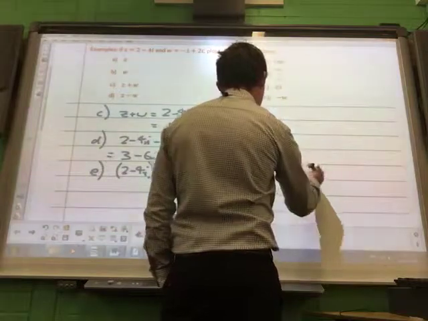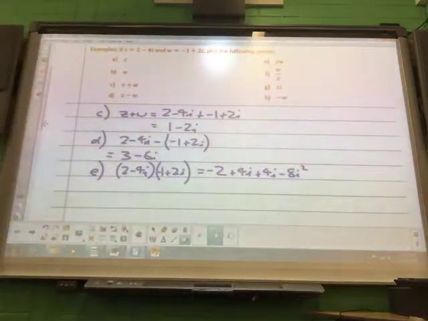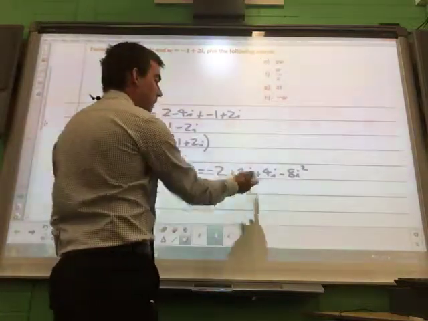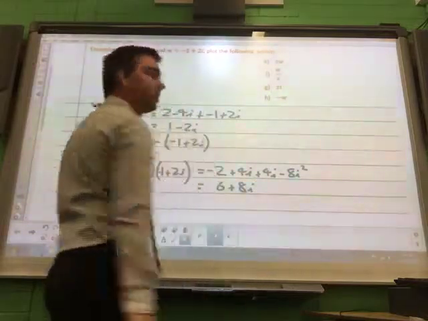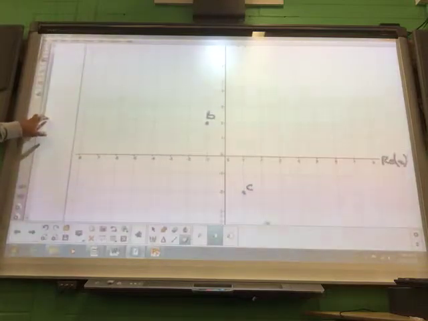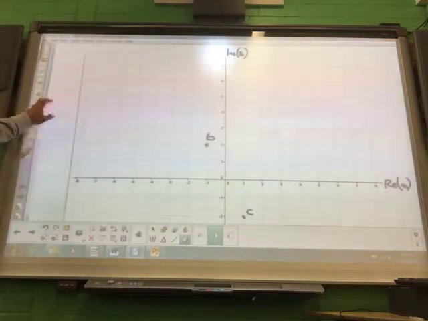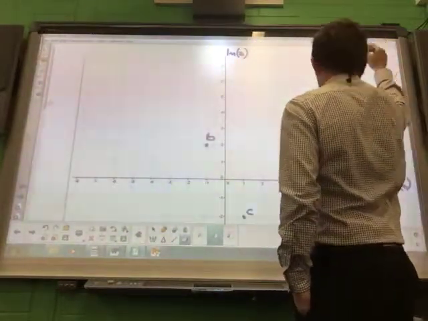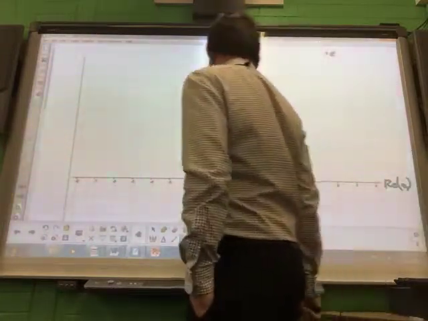Minus 8i squared. And i squared is -1. Right, you've got -8 times -1, which is a +8. Take away 2, which is 6. 4i plus 4i is 8i. Okay, so the real part is 6 and the imaginary part is 8. Right, so I've got cut off with my notes. This is E.